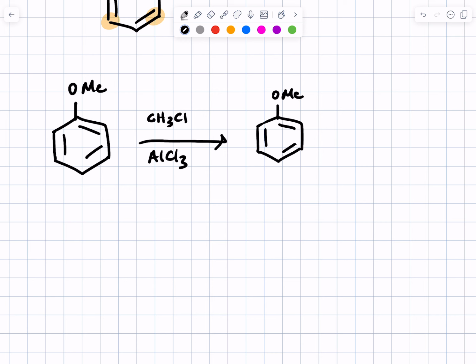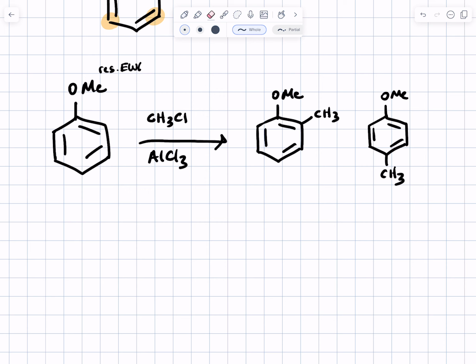Where should the methyl group go? Ortho. And in a separate product, para. And you know that because methoxy is a resonance electron donating group, and therefore it has ortho-para regioselectivity. Okay, this is the ortho product, this is the para product.